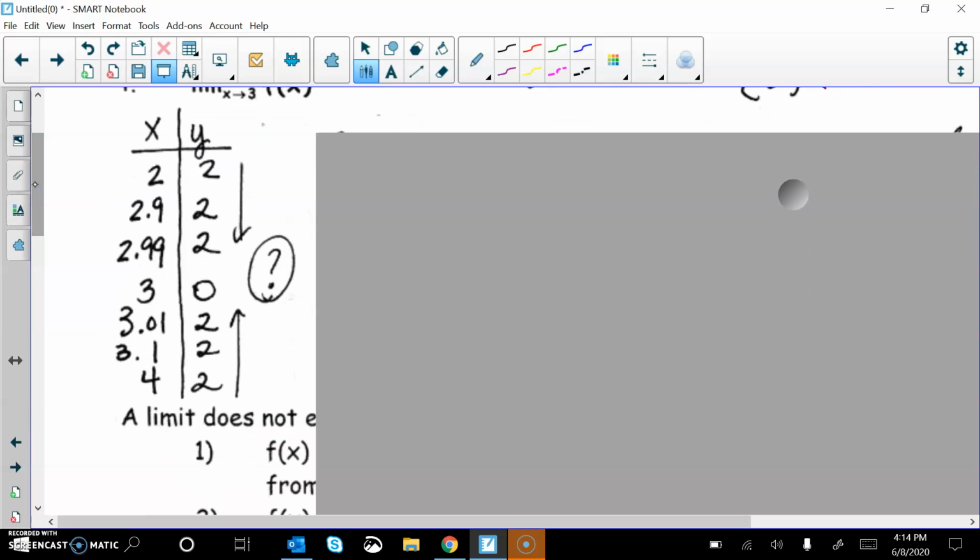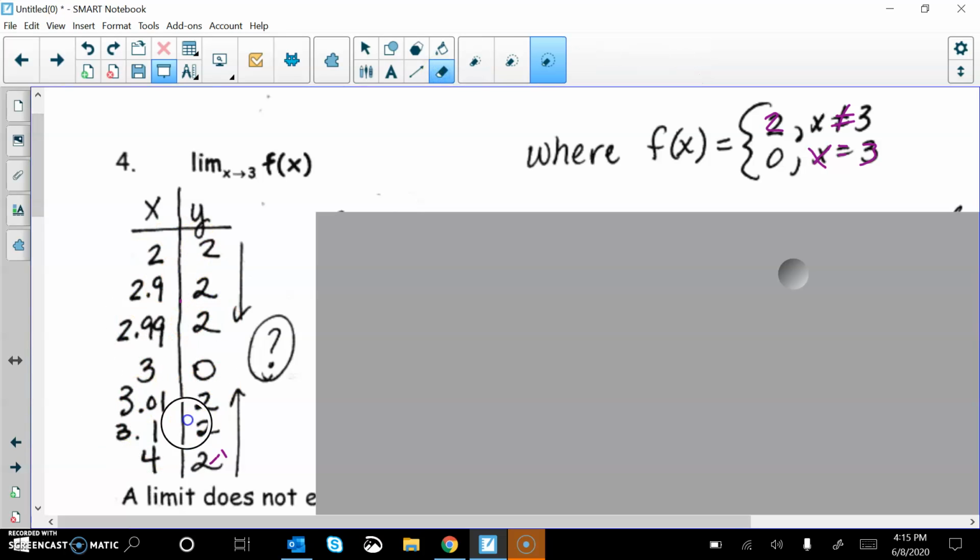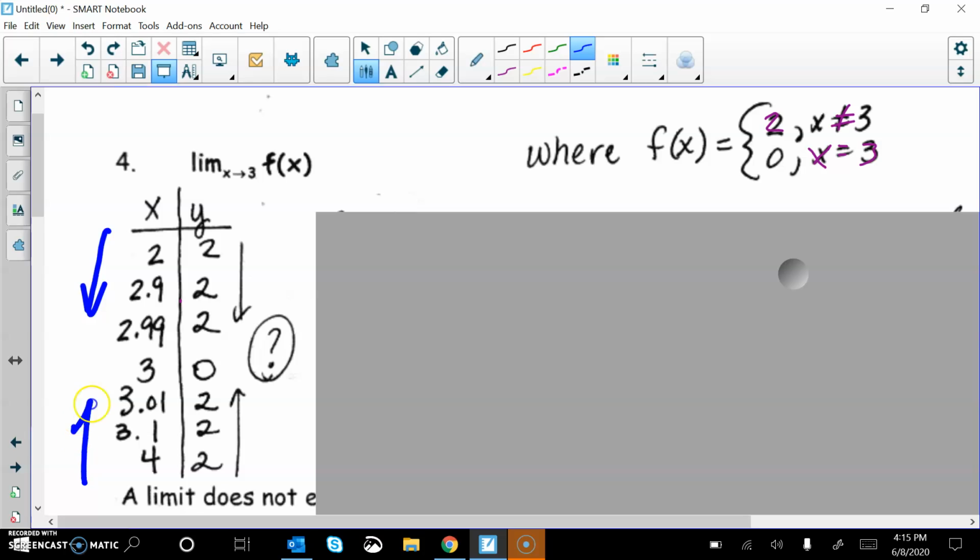Numerically, here's our table. So no matter what x is, the y coordinate is 2, except when x is 3. It's defined as 0 per our definition right here. So as you get closer and closer to 3, the y coordinate is approaching 2. The actual y coordinate of our function is 0, but the limit is going to be 2. That's the y coordinate that it is approaching.